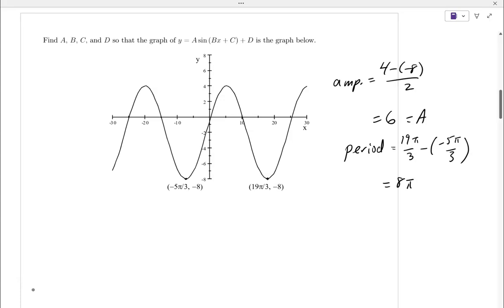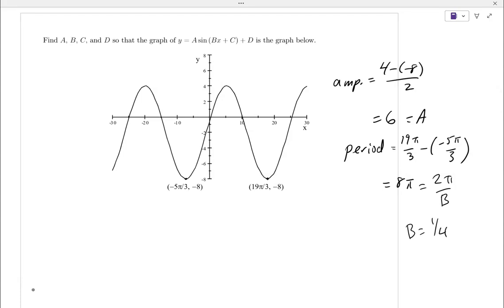And then, so how do we use that number to find the b? Good. Set it equal to 2 pi over b. If we solve for b, we'll get b is 1/4. So you'll multiply by b and then divide by 8 pi. So far, so good? Okay.